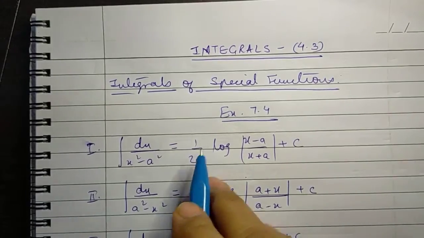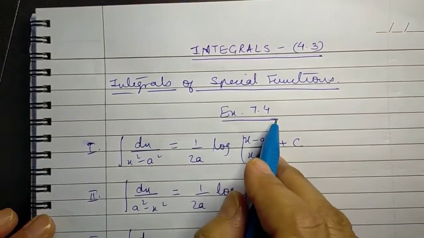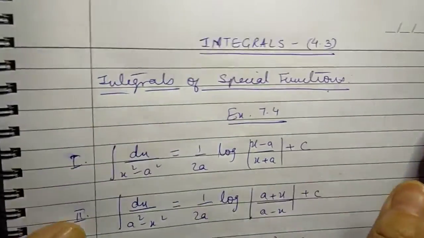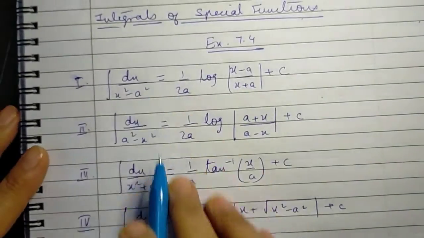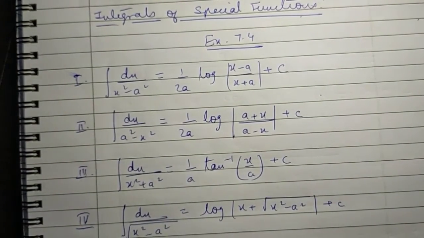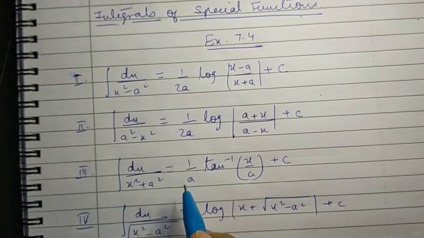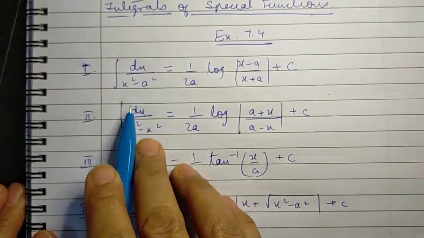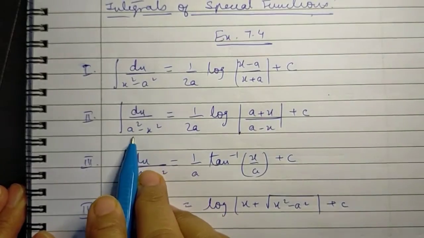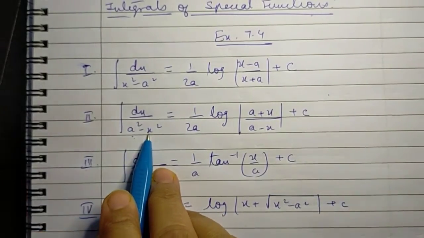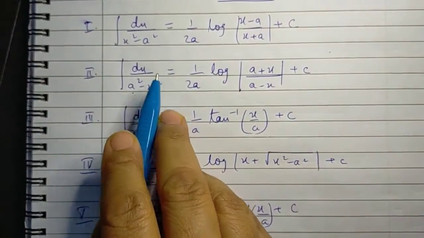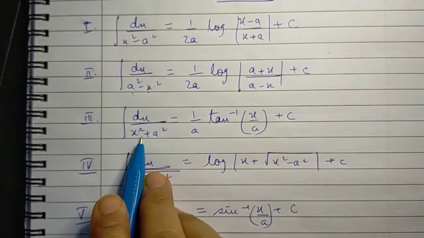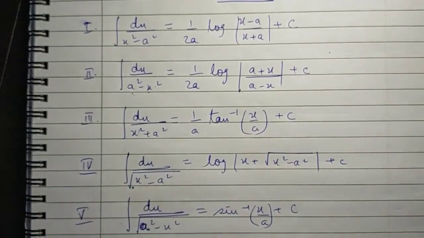Good morning. Today we are going to take up exercise 7.4, which is based on the integrals of special functions. In our previous two videos, we had taken the first six of the special functions and their integrals. That is the integral of 1 upon x squared minus a squared and its square root. Similarly, the integral of 1 upon a squared minus x squared and that of its square root, and then we took up the integral of 1 upon x squared plus a squared and that of its square root.